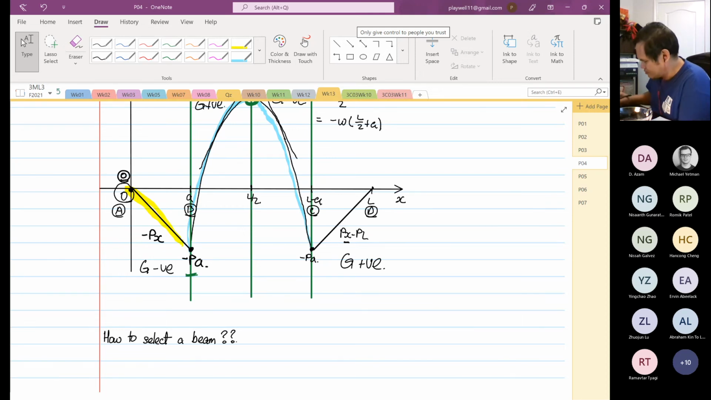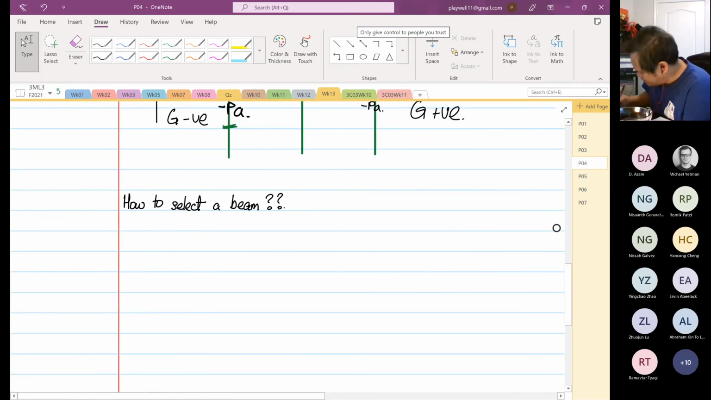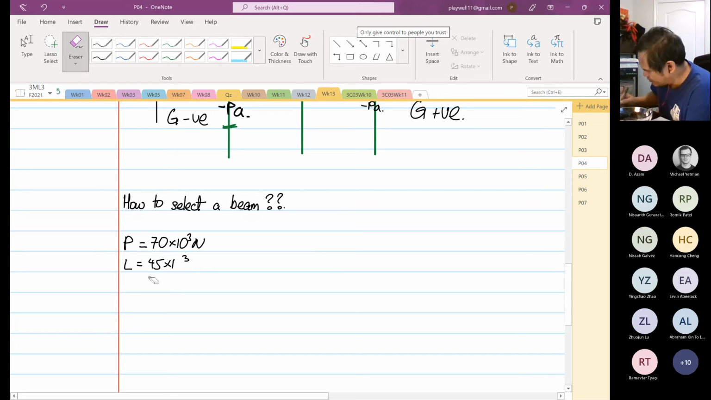Before we do anything, I'm going to put some constants, because all over here we have been working on variables. So we're going to put P, the point load that we specified in the same example, is 10 times 10 to the power 3 Newton. The length is 15 meters.